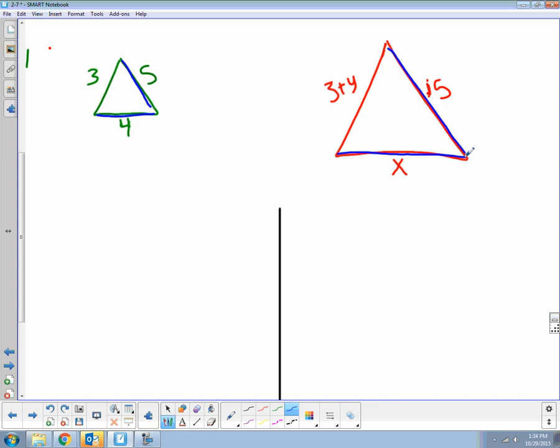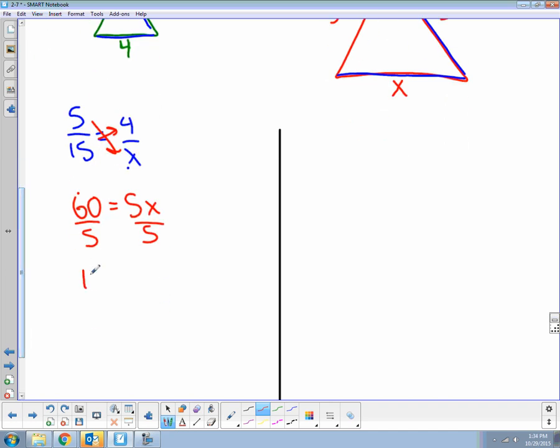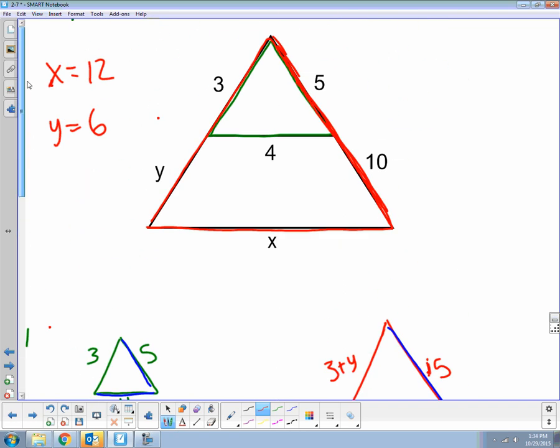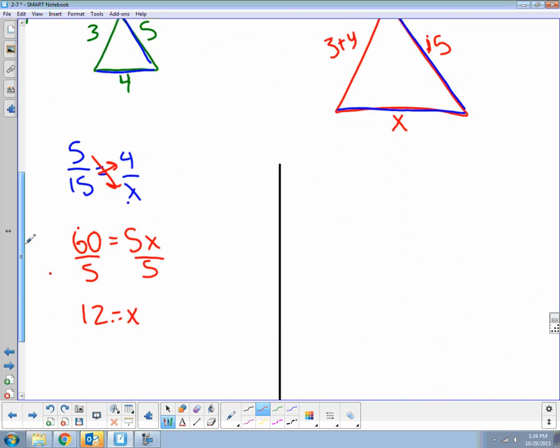So maybe I could solve for x and say 5 over 15 is the same as 4 over x. Now if I cross multiply and divide, 4 times 15 is 60, just like a clock, and 5x. Divide both sides by 5, and I get that 12 equals x. Sure enough, that's what I had at the top, x equals 12. So x ends up equaling 12. And that's one way to solve for that variable there, x is 12.